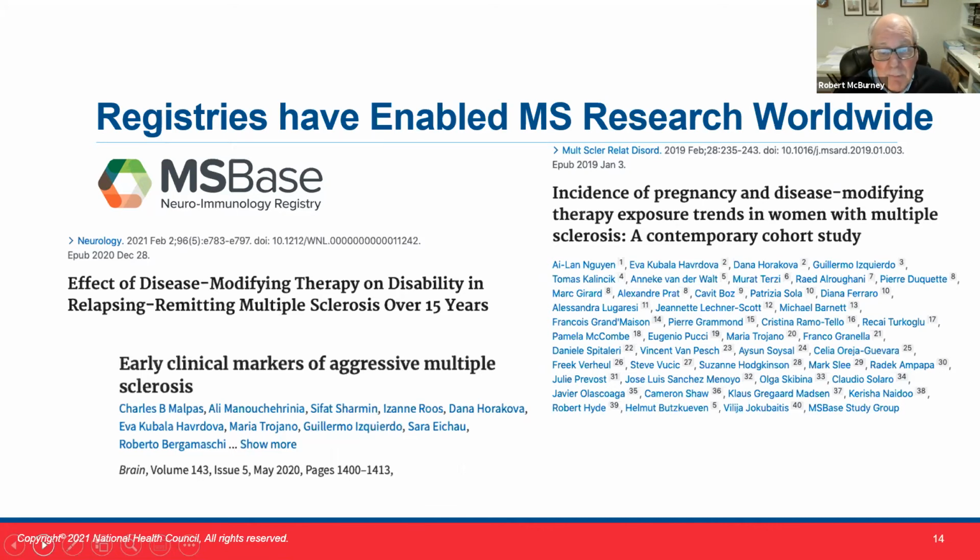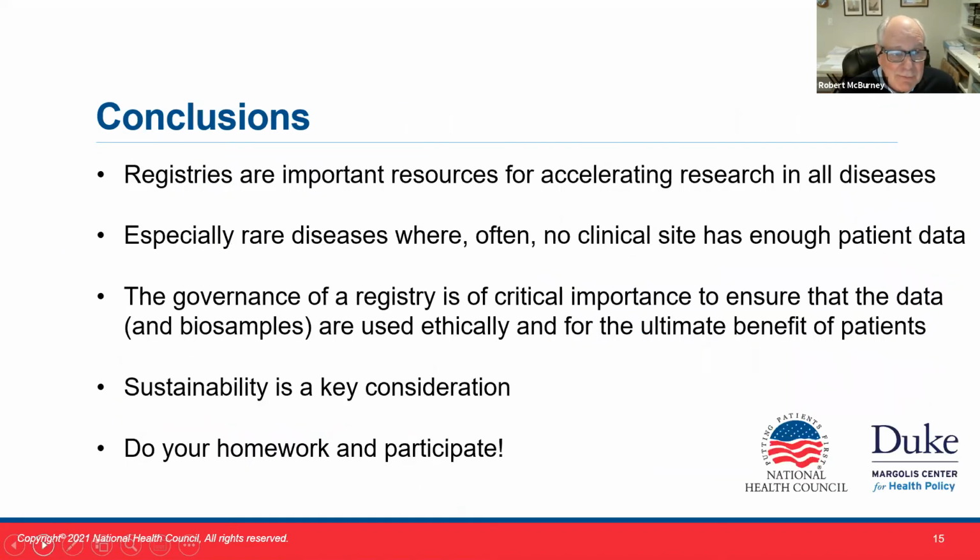It can not only bring together people for the contribution of data, but it also brings together researchers for tackling really difficult studies. Anyway, so that's really the story about clinical data registries that I wanted to talk about. And the next slide just summarizes. The conclusion: registries are important for accelerating research in all diseases, and especially for rare diseases where often no clinical site has enough data. And I think Kelly's going to pick up on that in a moment.